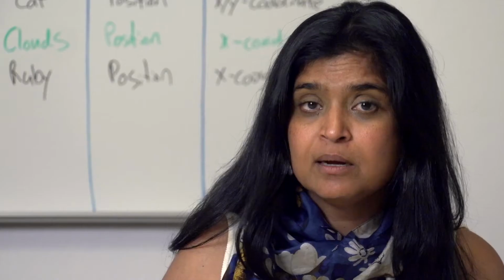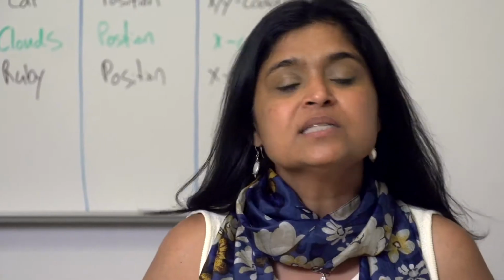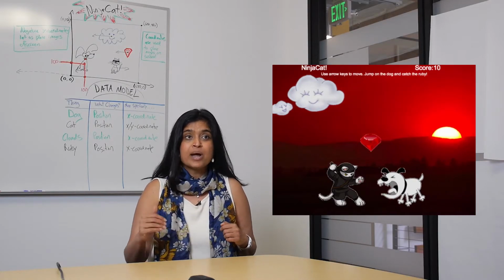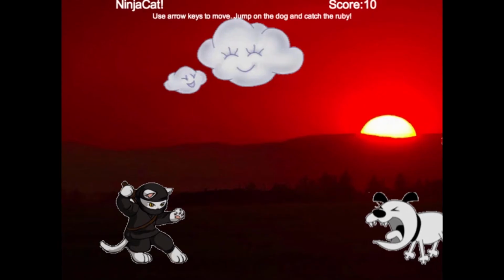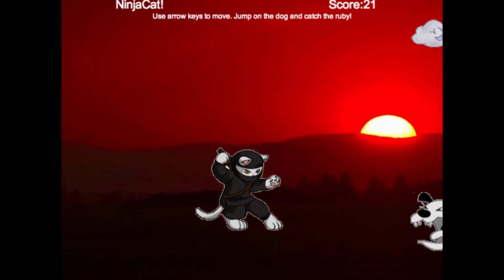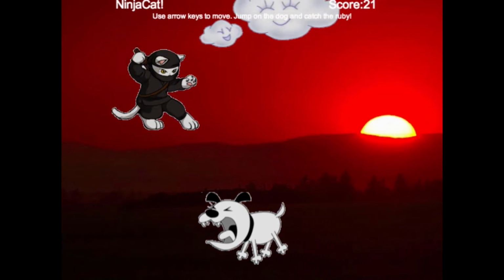After an expectation-setting introduction to the class in Unit 1, the students start out by looking at the Ninja Cat demo game. This is a very simple game in which the player controls a cat that is trying to catch rubies while avoiding a dog. The dog and the ruby move right to left, and the cat can move left, right, and can also jump. There's a cloud that moves right to left as well, and a score that changes as the cat acquires rubies or defeats the dog by jumping on him.